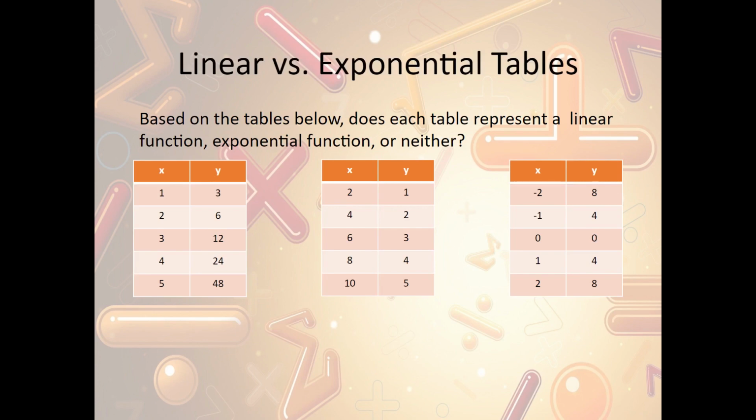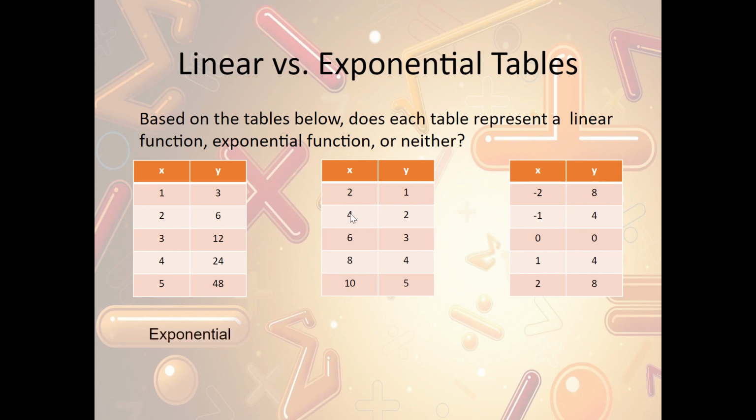So the question says, based on the table below, does each table represent a linear function, exponential function, or neither? Well, if we look at this one, we have 1, 2, 3, 4, 5. So this one's consistent and going up by 1. So it could be either linear or exponential at this point. Then we have 3, 6, 12, 24, 48. Well, 3 plus 3 is 6. 6 plus 3 is not 12, so it's not linear. So 3 times 2 is 6. 6 times 2 is 12. 12 times 2 is 24. 24 times 2 is 48. So that means it's got to be exponential.